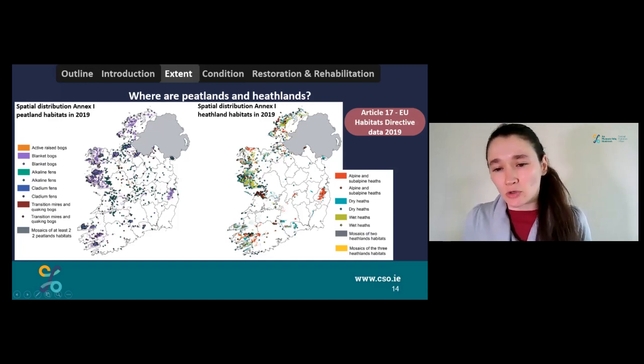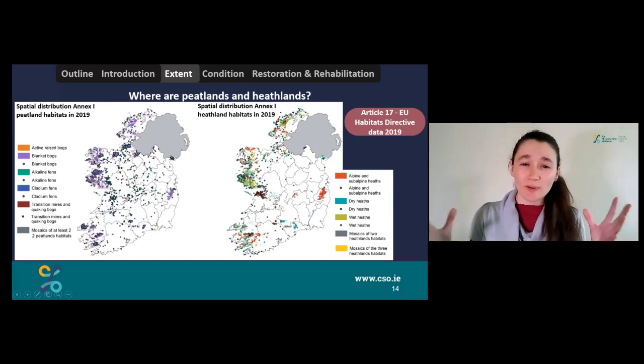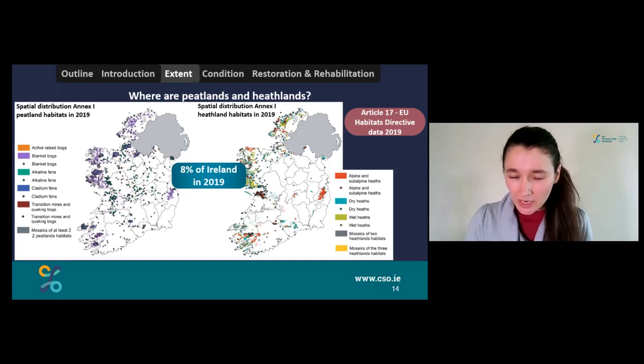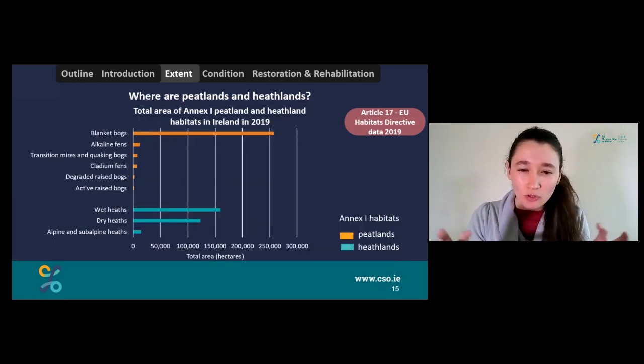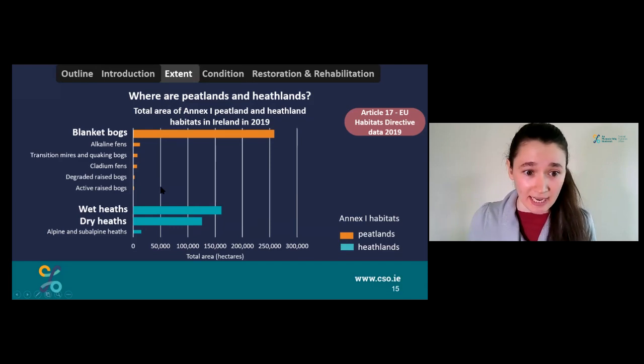For the heathlands, the story is quite different because the three types of heathlands are mostly located along the west coast and in the Wicklow Mountains, but seem to be rather absent from the Midlands. Overall, peatlands and heathlands habitats covered 8% of Ireland in 2019, and this is why we need Corine land cover data. If we look more precisely at the total area of each habitat, you can see that the largest habitats are blanket bogs for peatlands, but also wet heath and dry heath for heathlands.